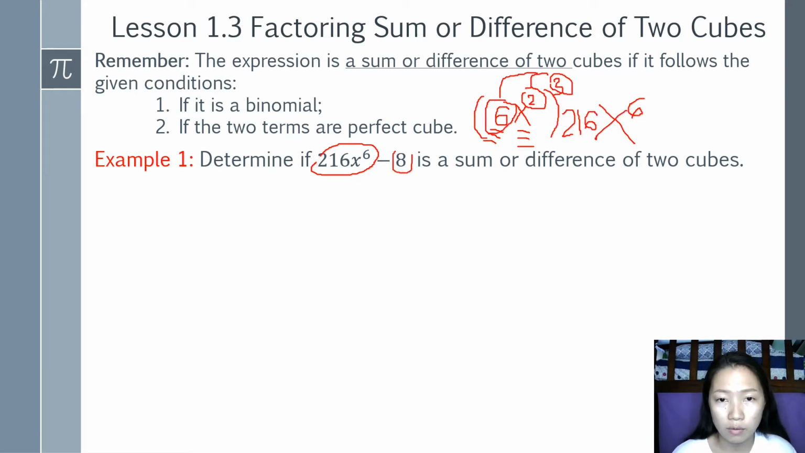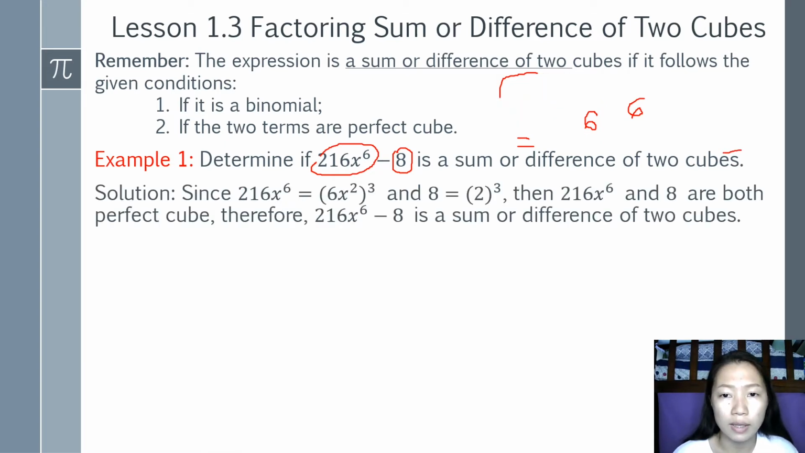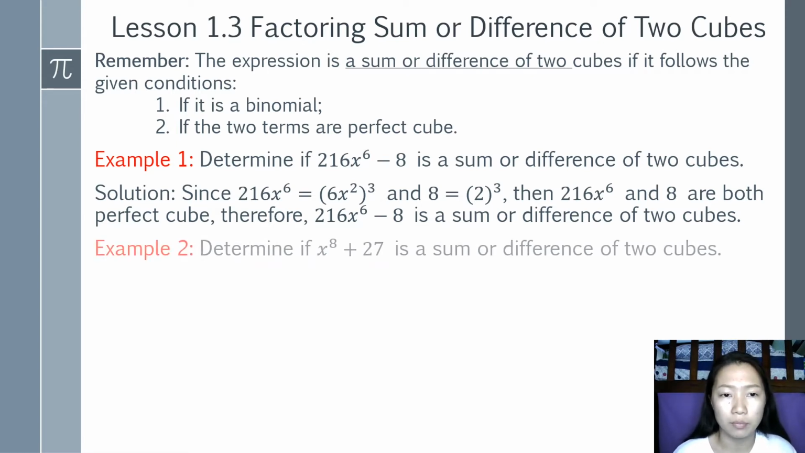And what is the cube root of 8? The cube root of 8 is 2. Bakit? 2 times 2 times 2, 8. So, the given satisfies the two conditions. Since 216x raised to 6 is equal to 6x squared raised to 3, and 8 is 2 raised to 3, then 216x raised to 6 and 8 are both perfect cube. Therefore, 216x raised to 6 minus 8 is sum or difference of two cubes. So, example siya ng topic natin ngayon.